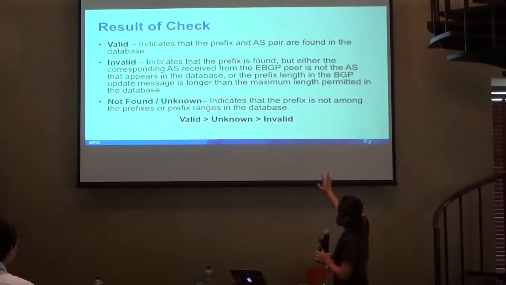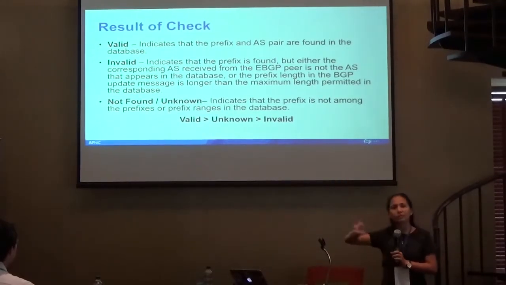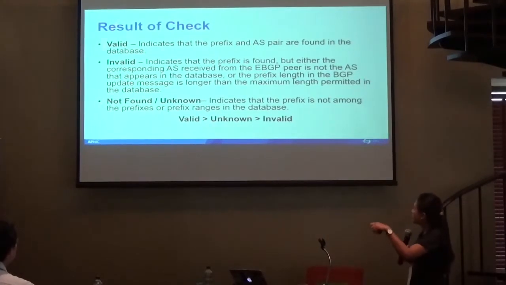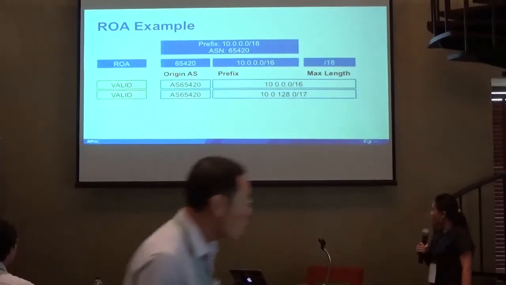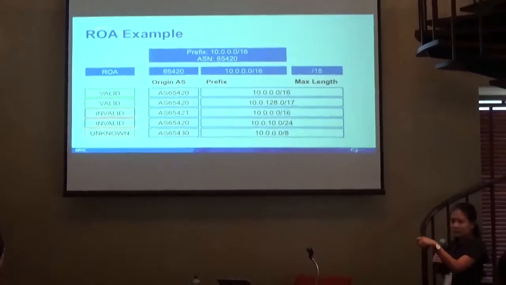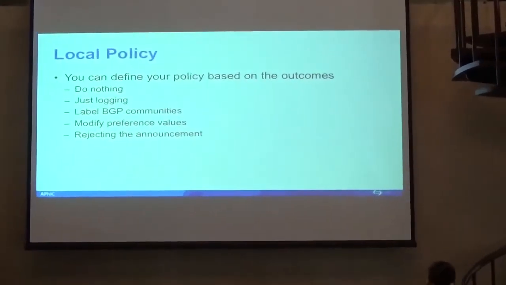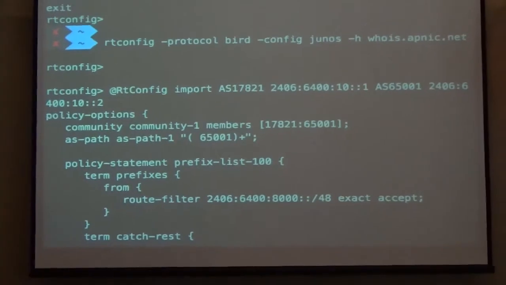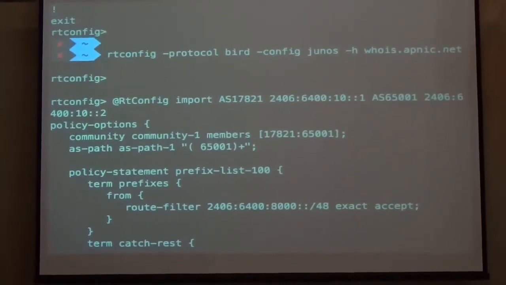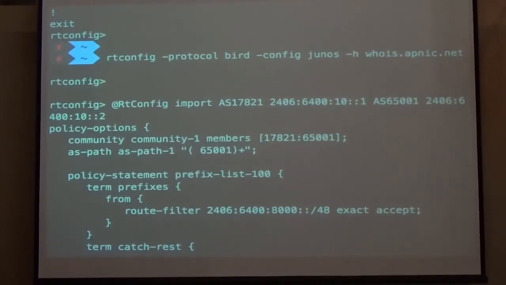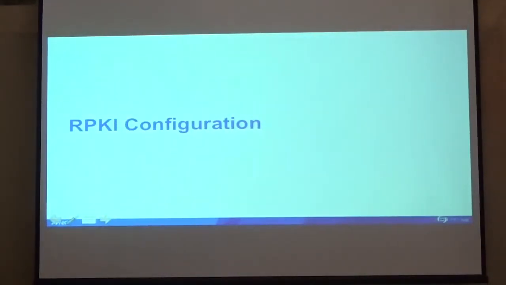Unknown, most of the time you'll see this because not everyone has created their ROA objects yet. But if we do, then probably we'll have just these two. So what can you do? This is an example of these different ROA states. You can check validation. Let me just see an example. I have a validator. Just very quickly, I'll go through the configuration part.